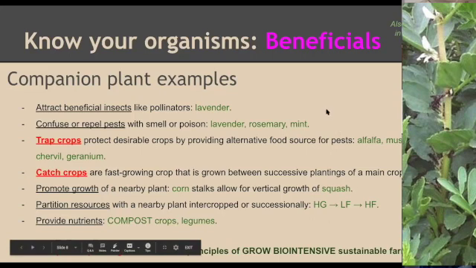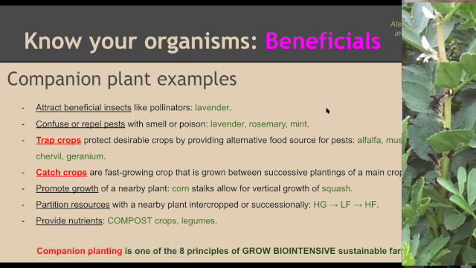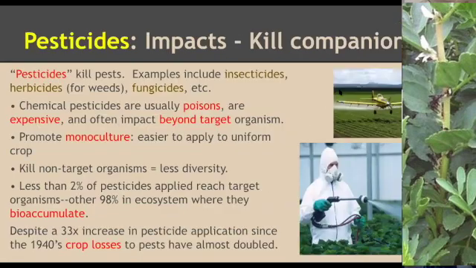Okay, and I do want to point out that another key principle of grow biointensive is companion planting. All right, so in addition to the 3 stool eggs, there are 8 total, so there are 5 others, and I've mentioned 2 of those others today, the whole system approach and companion planting. So beneficials are important.